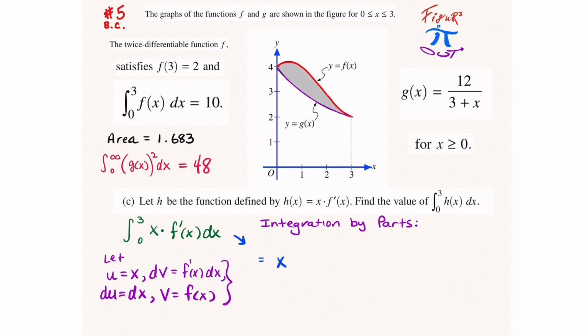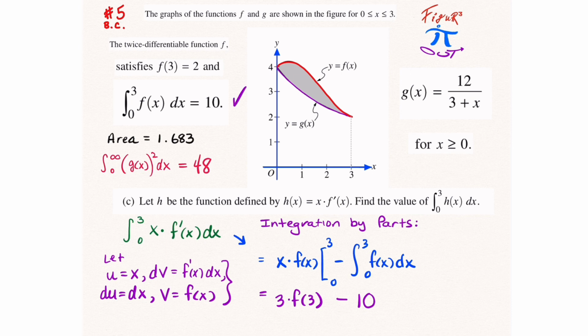So by the integration by parts formula, we get x times f of x evaluated from 0 to 3 minus the integral from 0 to 3 of f of x dx. That second integral was already given to us as a value in the problem, and f of 3 as well is given to us. So f of 3 is equal to 2. 3 times 2 is 6. 6 minus 10 is negative 4. So the value of this integral is negative 4.